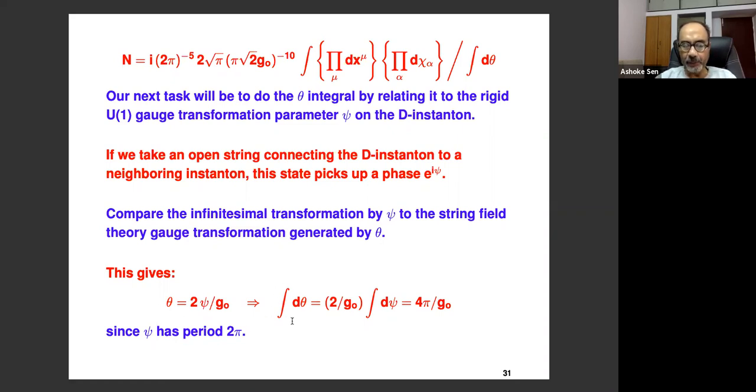So this allows us to replace this integral d theta by 2 over G0 times integral d psi. And now use the fact that from this we can see that psi has period 2 pi. If you change psi by 2 pi, it doesn't transform anything at all. So we replace this integral by 4 pi over G0. That will give a factor of G0 over 4 pi from this theta integral in the denominator.